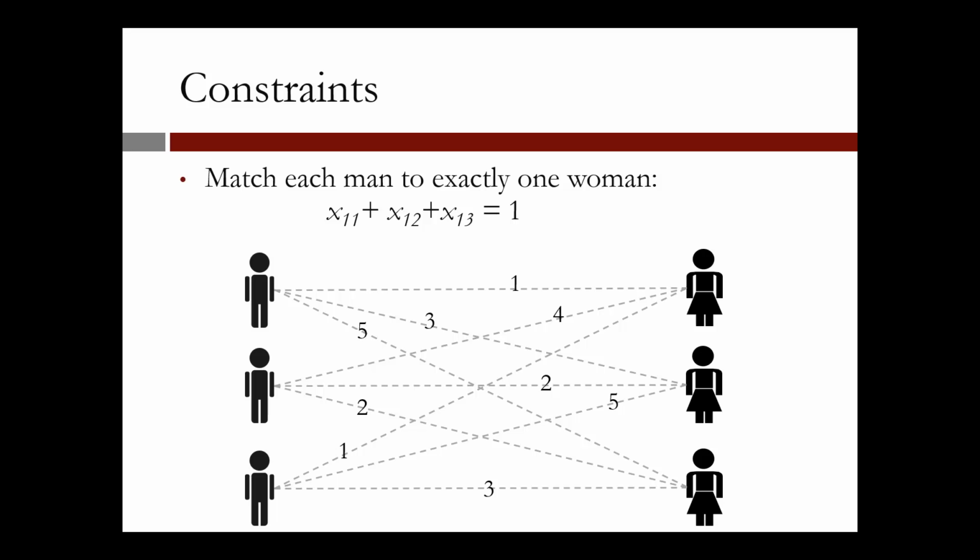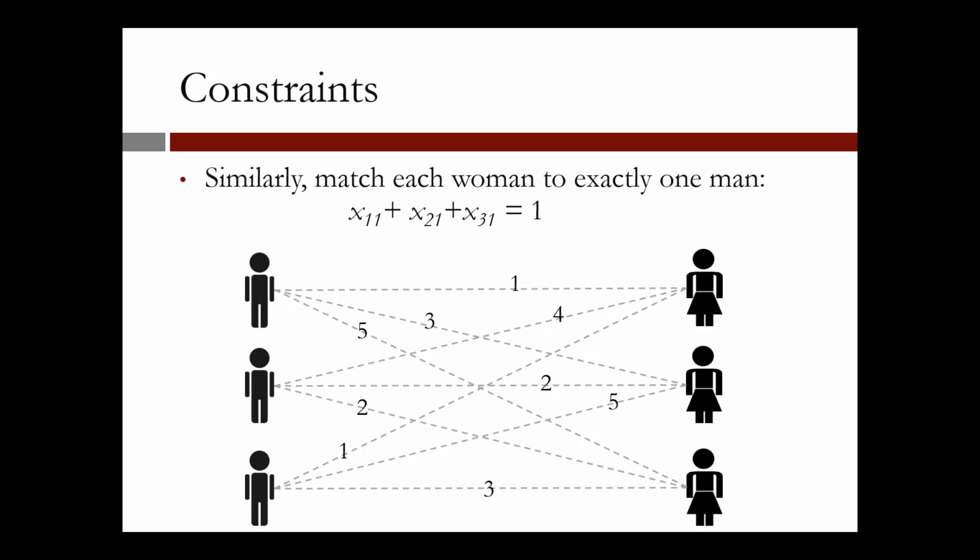We next define the constraints for the decision variables x_ij. Each man, say man 1, should match to exactly one woman, and we represent this by the mathematical constraint as follows: x11 plus x12 plus x13 is equal to 1. Similarly, each woman, say woman 1, should match to exactly one man, and we represent this constraint mathematically as x11 plus x21 plus x31 is equal to 1.